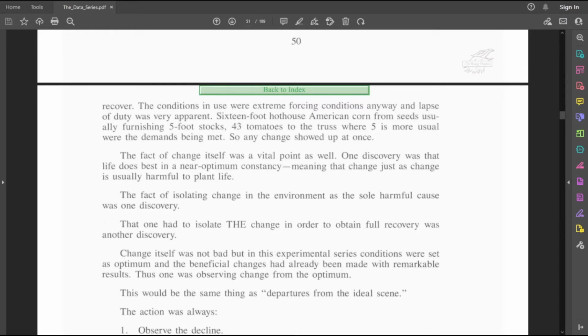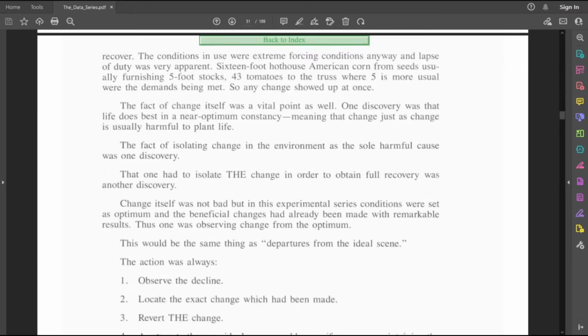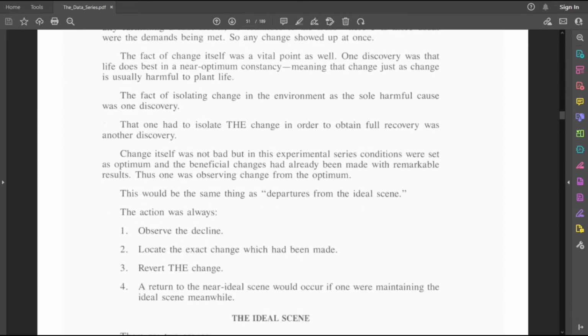One discovery was that life does best in a near optimum constancy, meaning that change just as changed is usually harmful to plant life. There are always going to be challenges to face, and they're not always going to be able to be changed easily. Plants, it's different. You can have an out point in growing plants, and usually you can fix it. The real issue is being able to transfer that thought pattern to a large organization or group of people. So why he thinks he can do this, I don't understand.